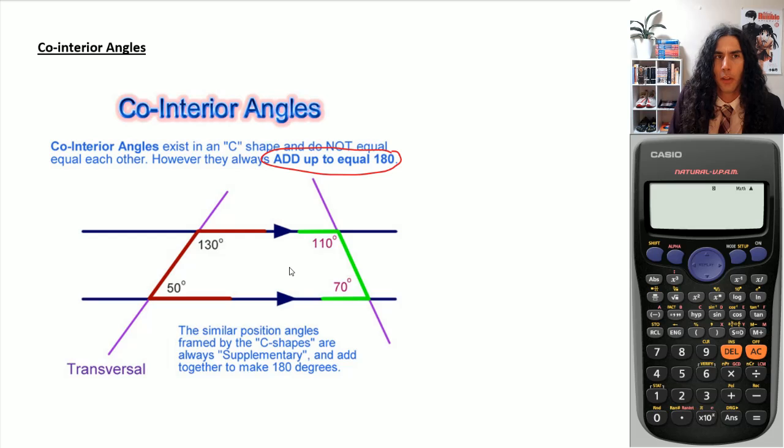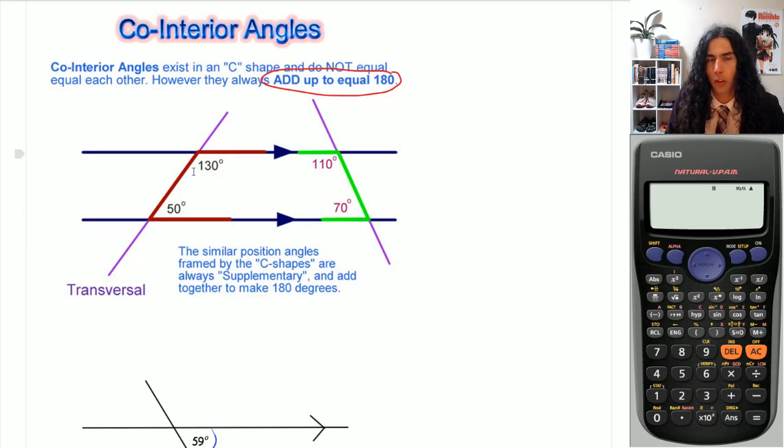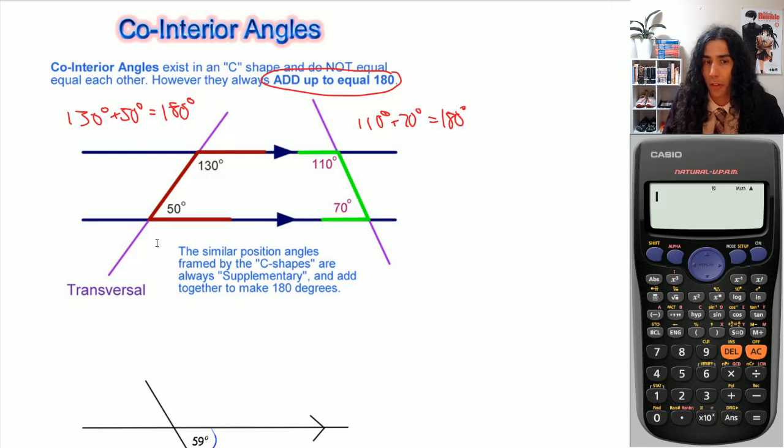Not equal. So you look here on the left, the 130 and the 50. Co-interior angles, the C shape, they are not equal, but they add up to 180. 130 plus 50 is 180. And on the right, 110 plus 70 is equal to 180. That's what we're going to use to find missing angles here.